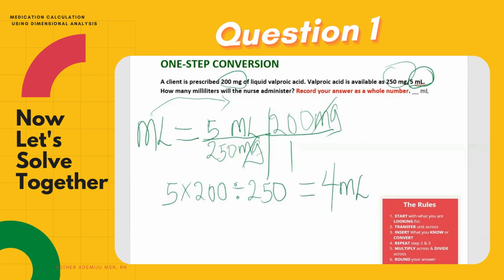All right, and that's what we're looking for. How many milliliters would this nurse administer? The nurse would administer 4 milliliters. The final step says round your answer, and the question did tell you to round your answer to the nearest whole number. Our answer is already a whole number, so we are leaving it at that. So that's our final answer for that. Okay?